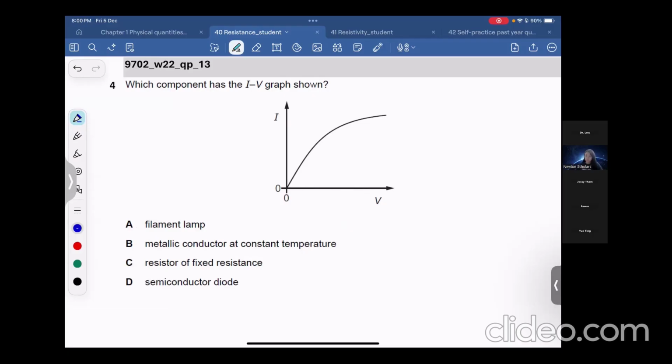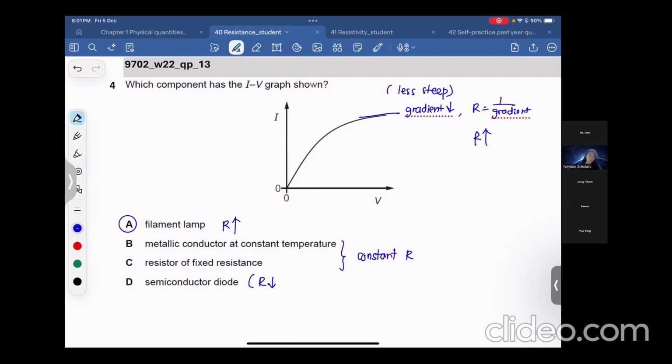Hasan, good job. Answer should be A, because resistance increases. From the graph, resistance increases. Gradient decreases because it is less steep. Gradient decreases and resistance is 1 over gradient. So resistance here increases, so this is a filament lamp. If a diode, resistance should decrease. If these two, it should be constant R.